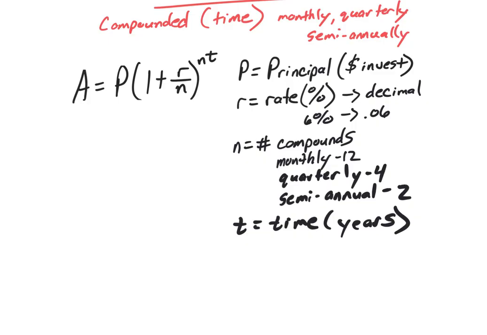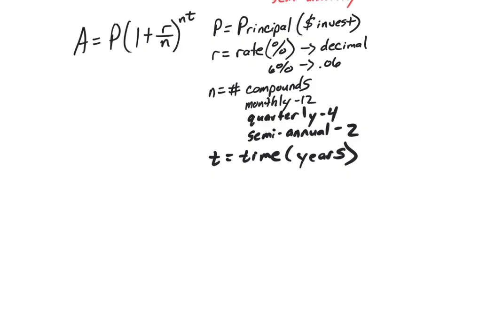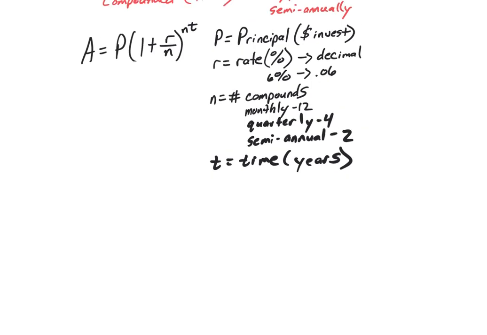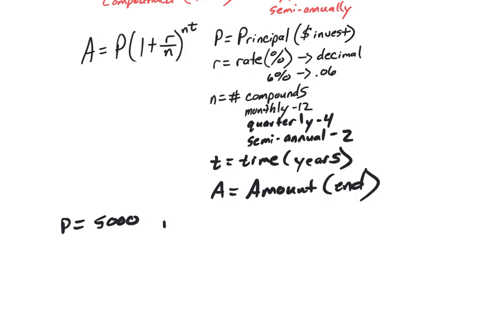So if we just do a real basic example here. If I said how much, and I didn't talk about what A is, but A is the amount that I have in the account at the end. After 5 years, how much do I end up with? So if I tell you that I invested $5,000 at 6% interest, quarterly, for 10 years.